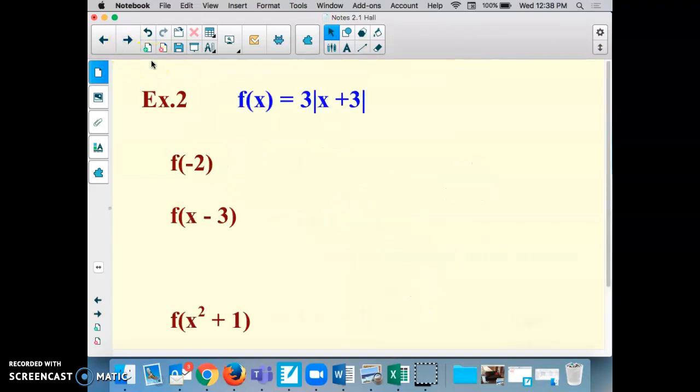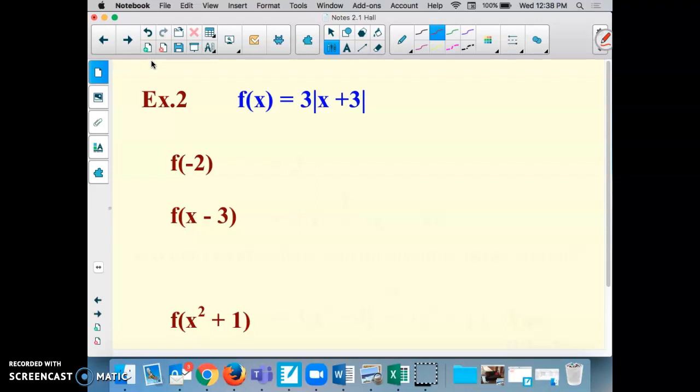Example 2. Now we have an absolute value function. In the absolute value function, we will take care of the absolute value. Remember what the absolute value function actually does. It represents a distance from 0, so it makes all negative numbers positive. All right, so let's evaluate.